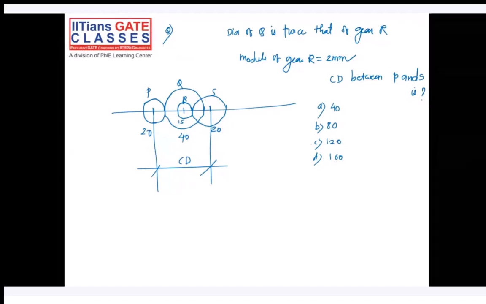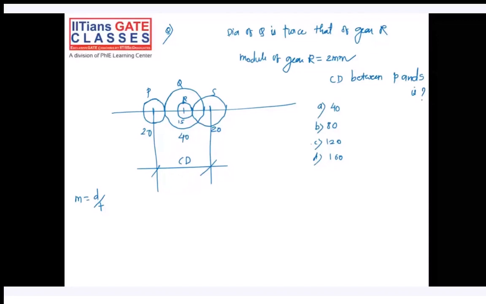Try to solve this question. I'll wait for one more minute. They have given the number of teeth, they have given the module. You know the formula between module, diameter and number of teeth. Make use of that. The hint here is module is equal to D by T. Module of gear R is given to you. Use this hint to solve.